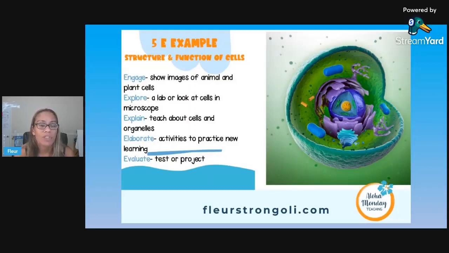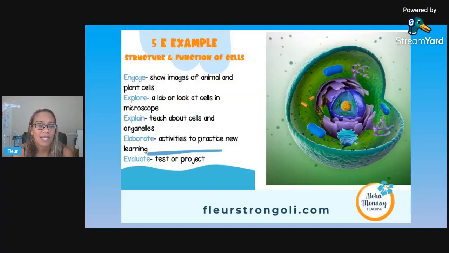And then they go into elaborate. These are going to be some activities that they do to practice their new learning. You could do stations, you can do worksheets if you want to. You can incorporate those throughout. You can do projects, those kinds of things. And finally, evaluate.